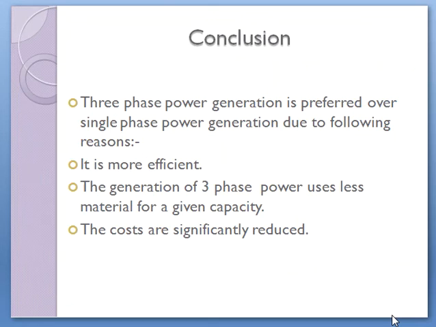So the 3-phase power generation is preferred over single phase power generation, as it is more efficient, and 3-phase power uses less material for a given capacity, so the costs are significantly reduced. But the question remains that the output voltage of the stator is not very high. It may be of the order of about 25 kV or 30 kV.